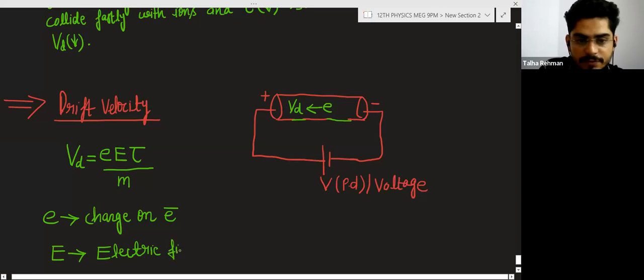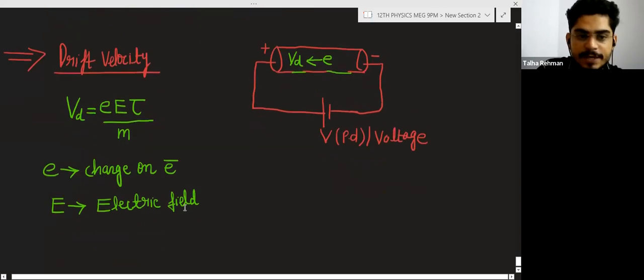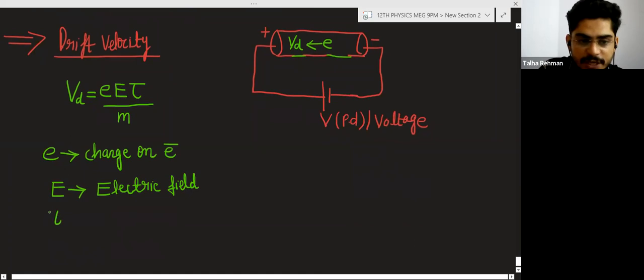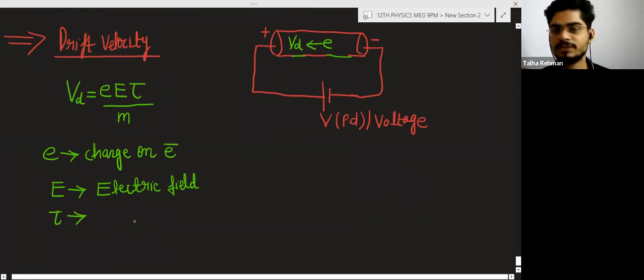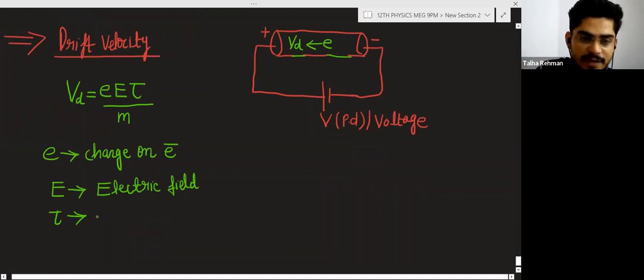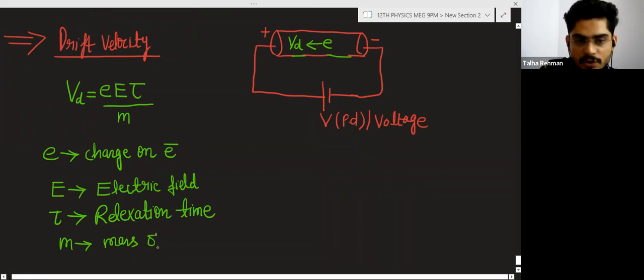E is the electric field, and tau is the relaxation time. The time for which the electron relaxes between collisions is known as the relaxation time. I have already discussed this, but I am writing it for your revision. m is the mass of the electron. The electron has charge as well as mass.